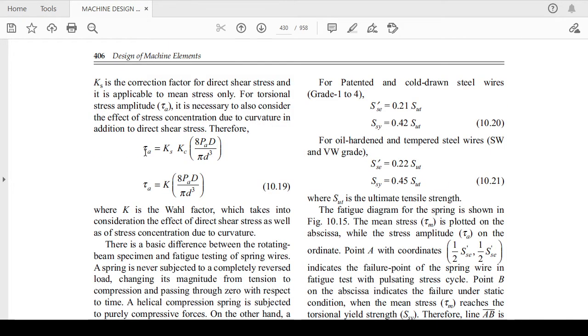Then you can calculate the value of tau a by multiplying by Kc. Multiplying Kc and Ks will give you the whole value as Wahl's correction factor. So instead of calculating Ks and Kc separately, you can directly calculate the value of K, which is called Wahl's correction factor. By multiplying Wahl's correction factor with 8 Pa d divided by pi d cube, you can calculate the value of tau a.